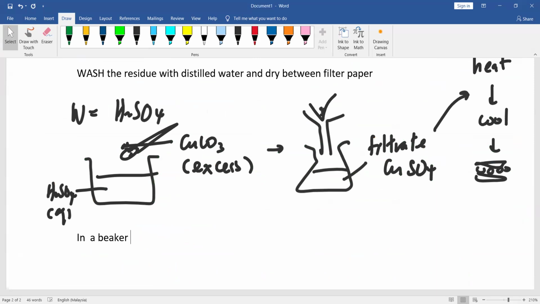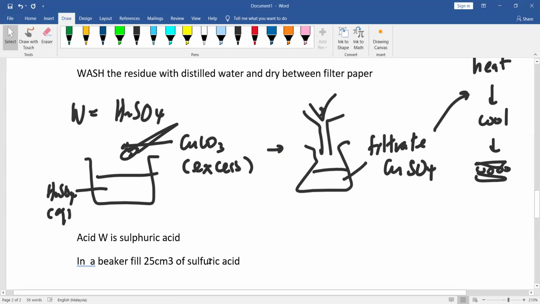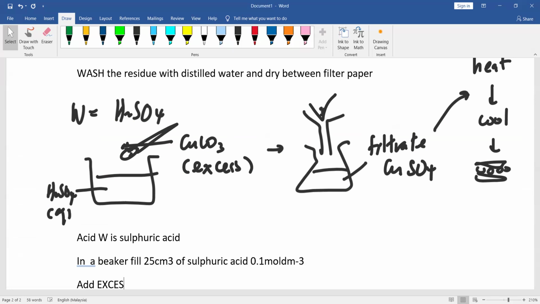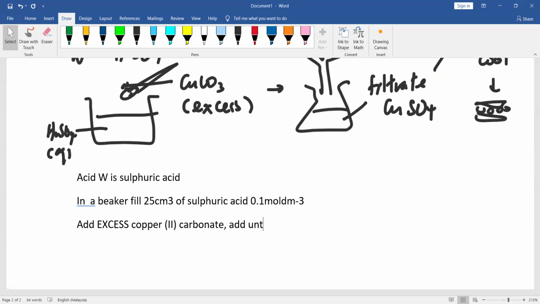Okay, so in a beaker, fill, let's say, 25 centimeter cube of sulfuric acid, 0.1 mole per decimeter cube. First you say acid W is sulfuric acid. Add excess copper carbonate. How do you know it's excess? Add until copper carbonate does not dissolve. That's how you know it's excess.